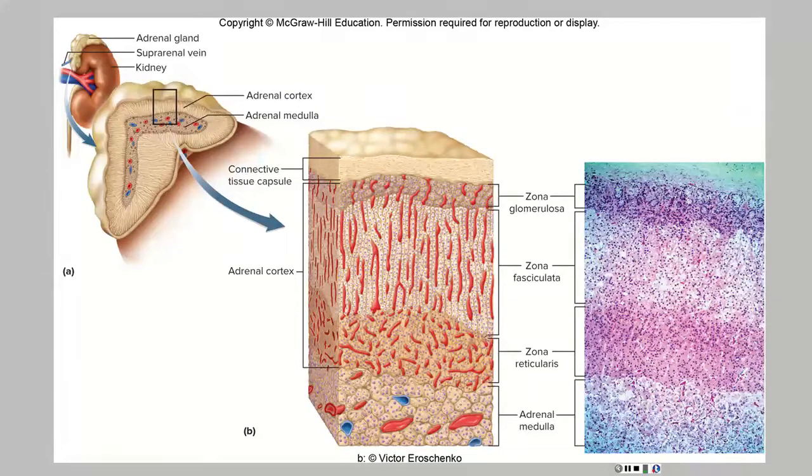Its function, like I said, in males is pretty insignificant. Estrogens do play a role a little bit in calcium maintenance, but not important. In females, it drives libido, which is the sex drive. It also is responsible for body hair growth. And after menopause, this is the only source of estrogen in females. Normally, prior to menopause, the estrogen comes from the ovaries. But after menopause, the ovaries stop making estrogen, and all of the estrogen comes from the zona reticularis.